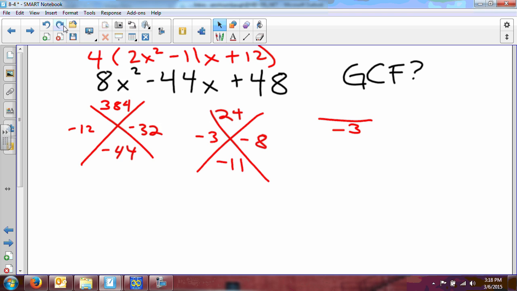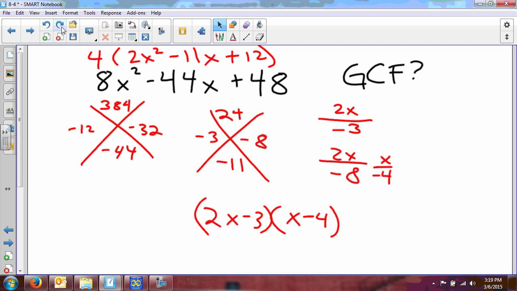Okay. So negative 3, negative 8, what goes on top? Well, we're using these numbers here, so I'm going to use this 2x on top. 2x over negative 3 doesn't reduce. 2x over 8 reduces to x over 4, so x minus 4. So 2x minus 3 and x minus 4.